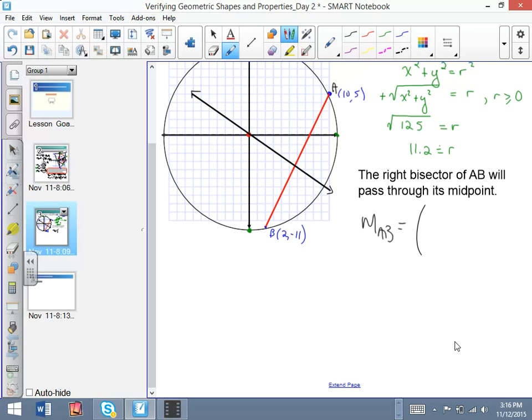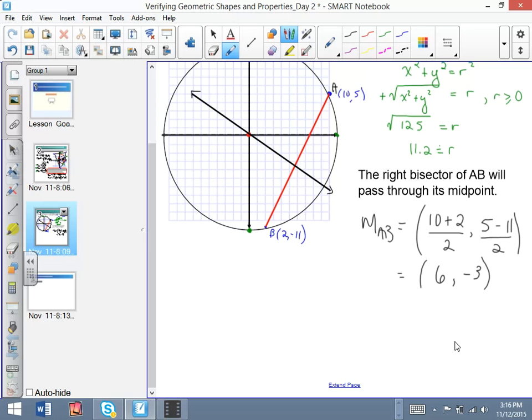Mixing my words here. So let's average the x values. We'll average the y values. So it's 5 plus negative 11, or 5 minus 11. We'll do the math on that. And 12 halves is 6. And then we have negative 6 halves, which is minus 3.